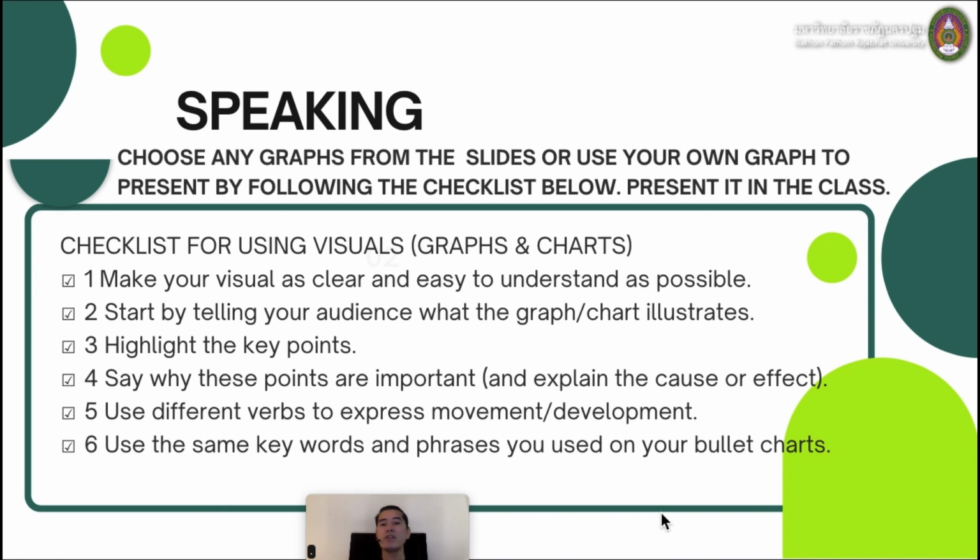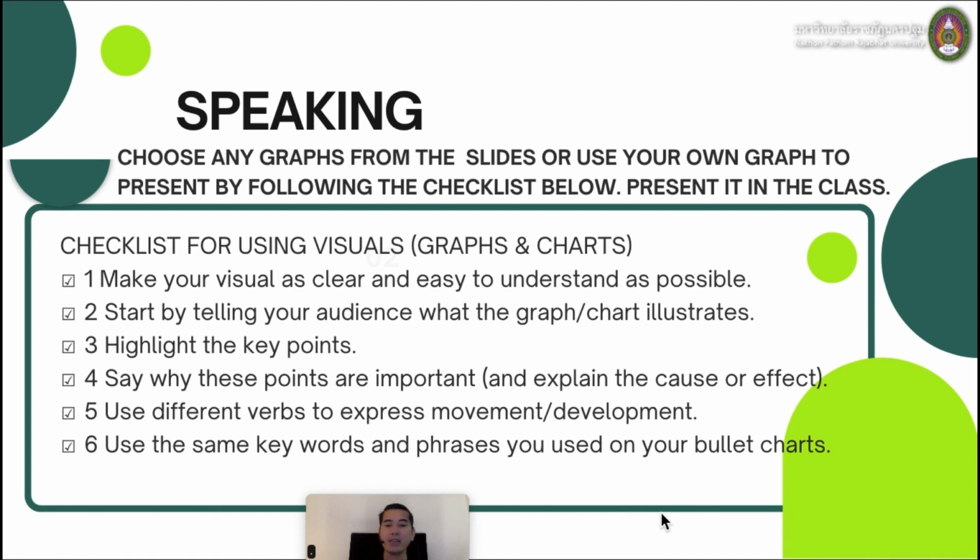Number one, make your visuals clear and easy so that the audience can easily track down and understand what you are presenting. Number two, start by telling your audience what the graph or chart illustrates. Number three, highlight the key points. Number four, say why these points are important. And number five, use different verbs to express movement or development.